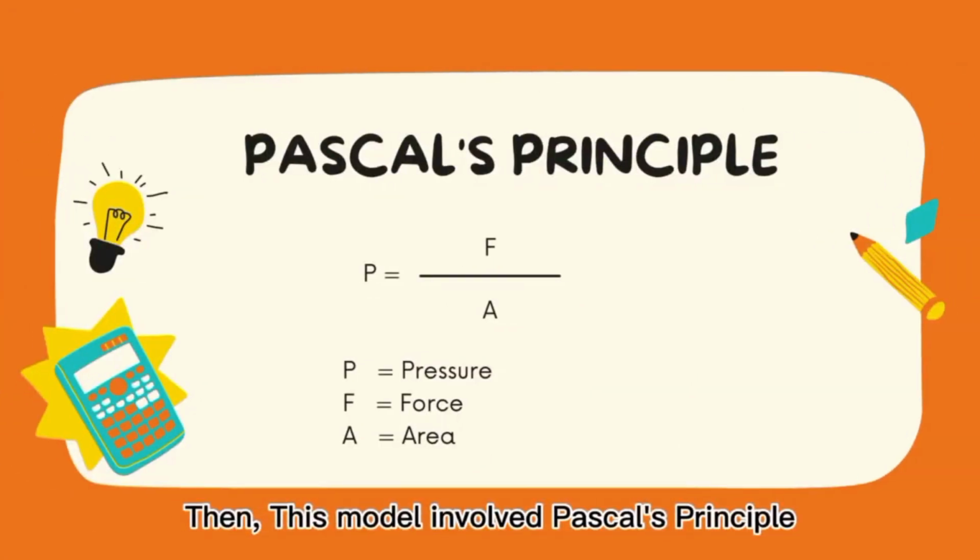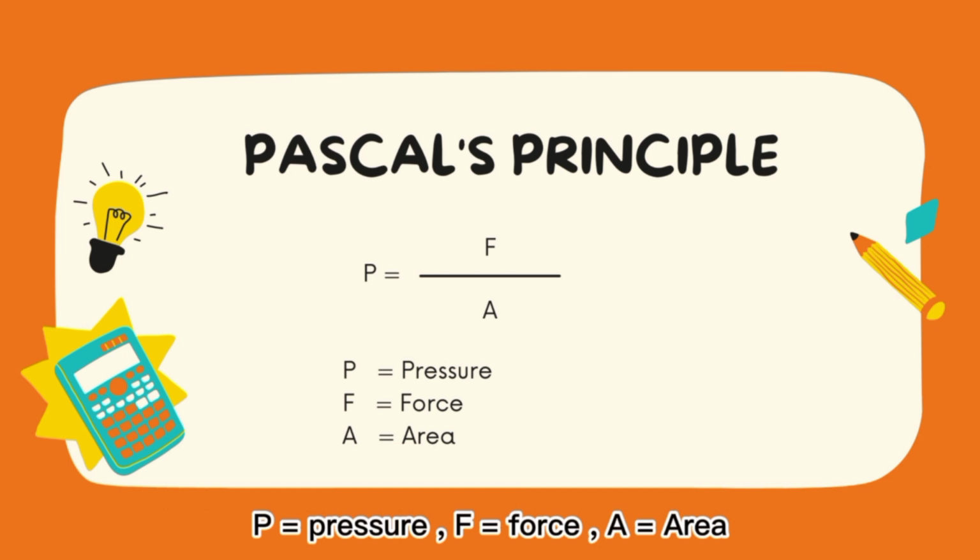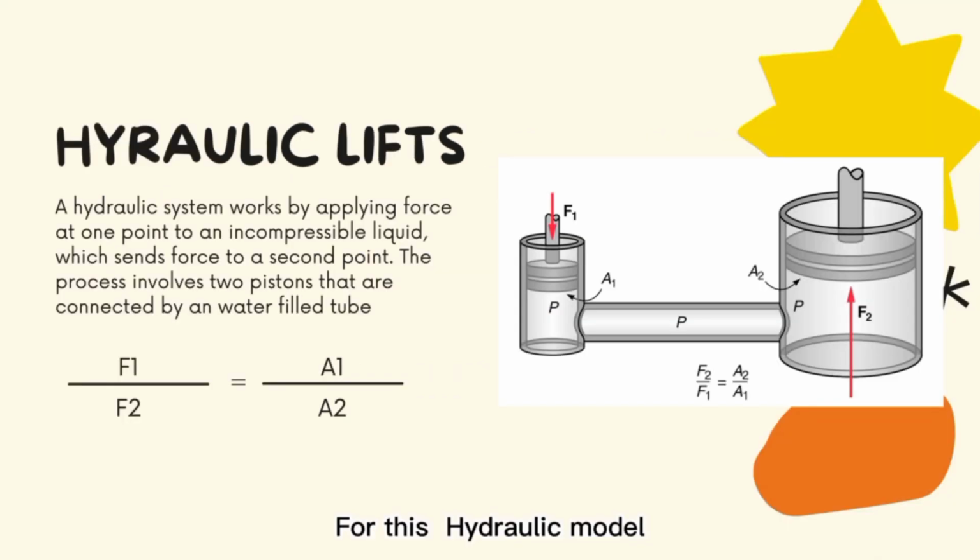Then, this model involves Pascal's principle. The basic formula for Pascal's principle is P equals F over A. P stands for pressure, F stands for force, and A stands for area. For this hydraulic model, its formula is F2 over F1 equals A2 over A1. Then, how does it work?